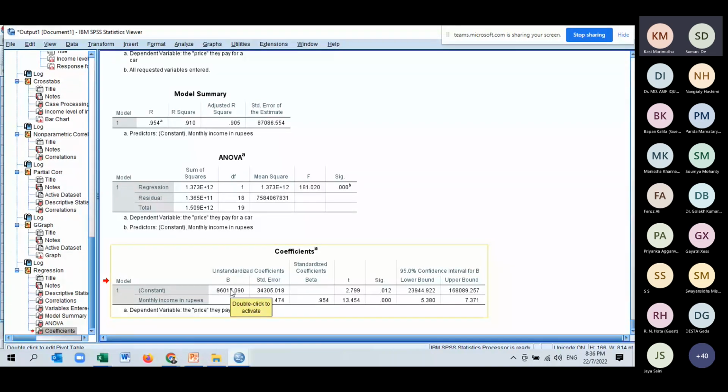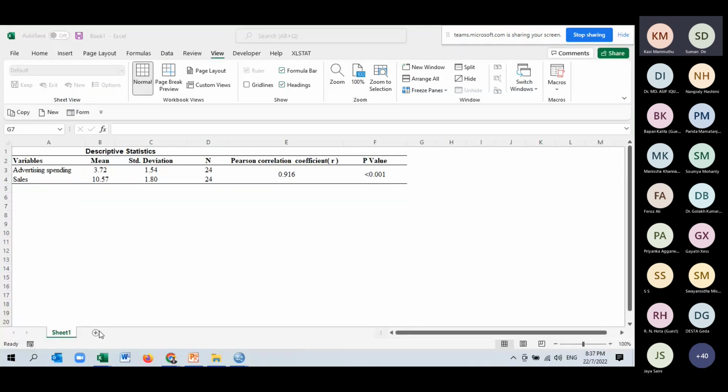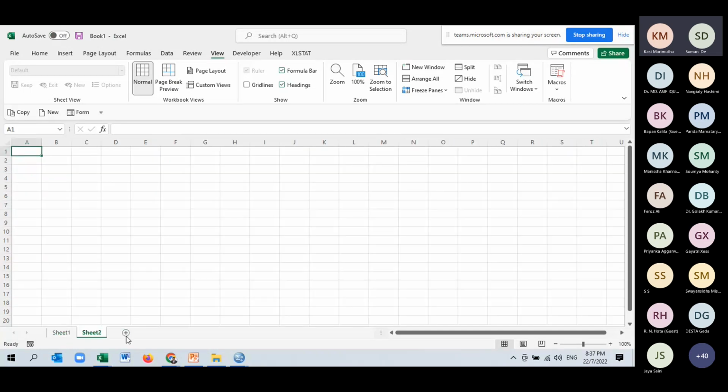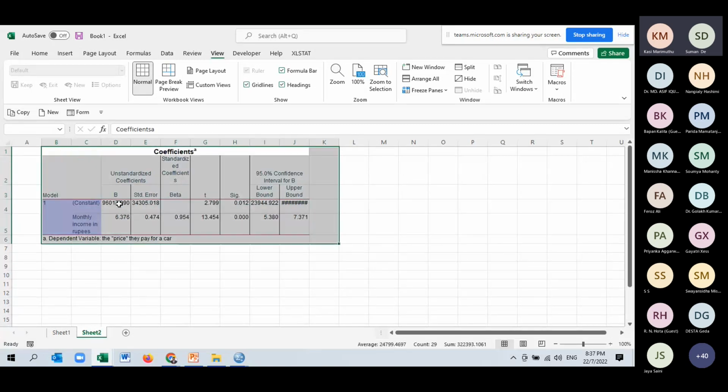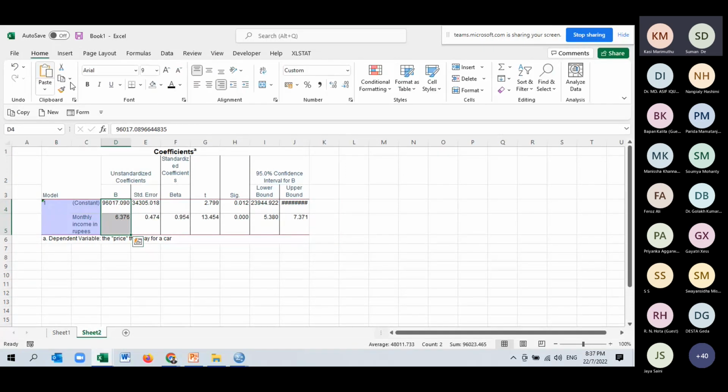So what do you do? Copy this coefficient table. Open an Excel file and paste this. Please remember, only these two values we are going to use.